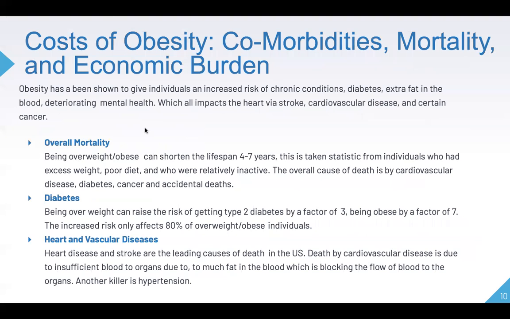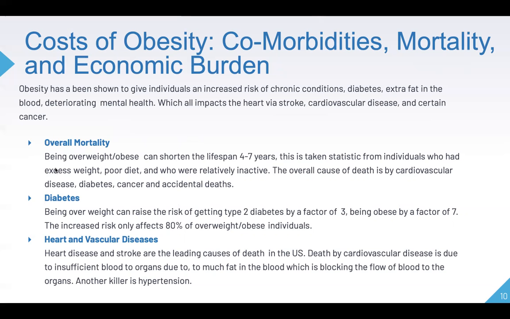Right. The cost of obesity: the mortality, the comorbidities, and the economic burden. So I'm briefly going to touch on what I'm going to be talking about. Obesity has been shown to give individuals an increased risk of chronic conditions such as diabetes, extra fat in the blood, and deterioration of the mental health, which all impacts the heart, which gives them stroke, cardiovascular disease, and certain cancers. So overall mortality states here, being overweight or obese can shorten the lifespan by 4 to 7 years.